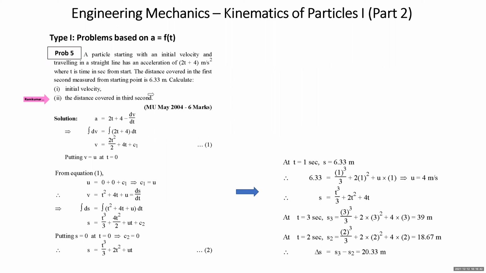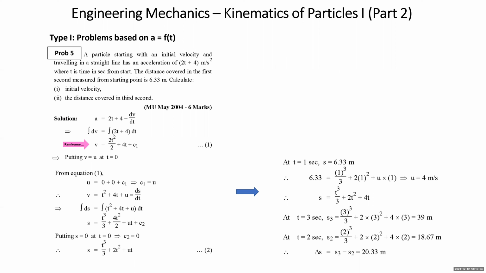How do you get distance covered in third second? Distance covered in 3 seconds minus distance covered in 2 seconds. That is a basic fundamental. Now, what is given? Acceleration is a function of time, 2t plus 4, right? a is dv by dt. Separate the terms of velocity and time. Integrate both sides. When you integrate, you get v is equal to 2t square by 2 plus 4t plus c1.